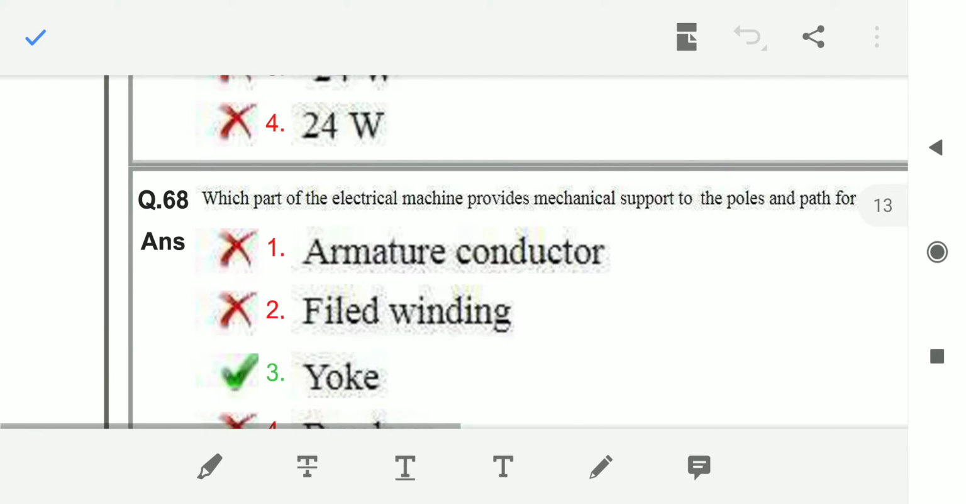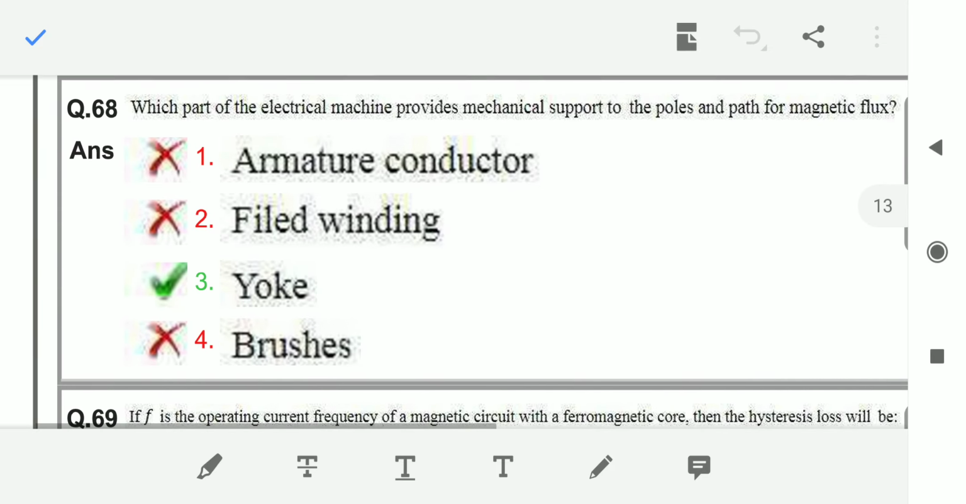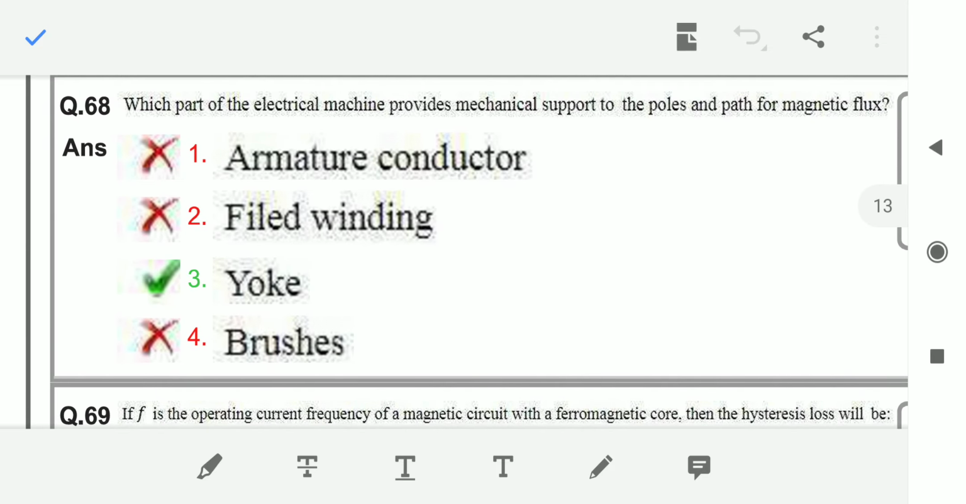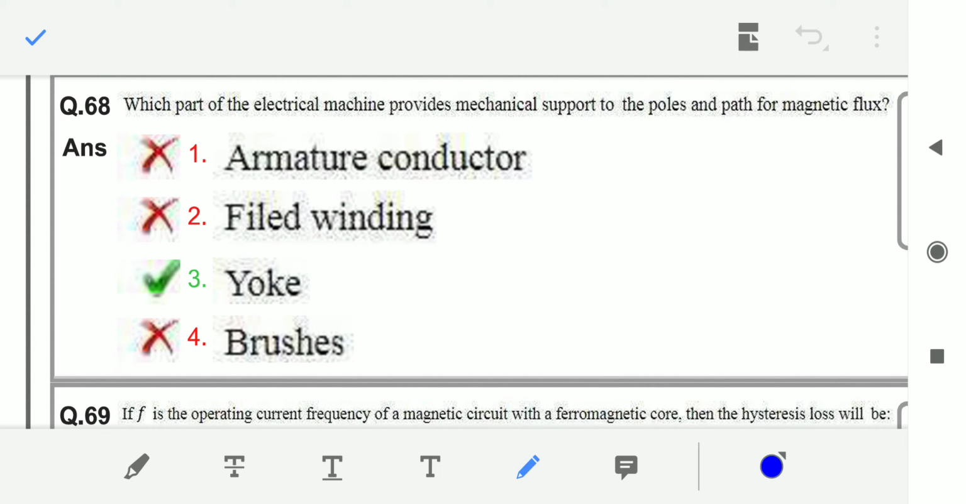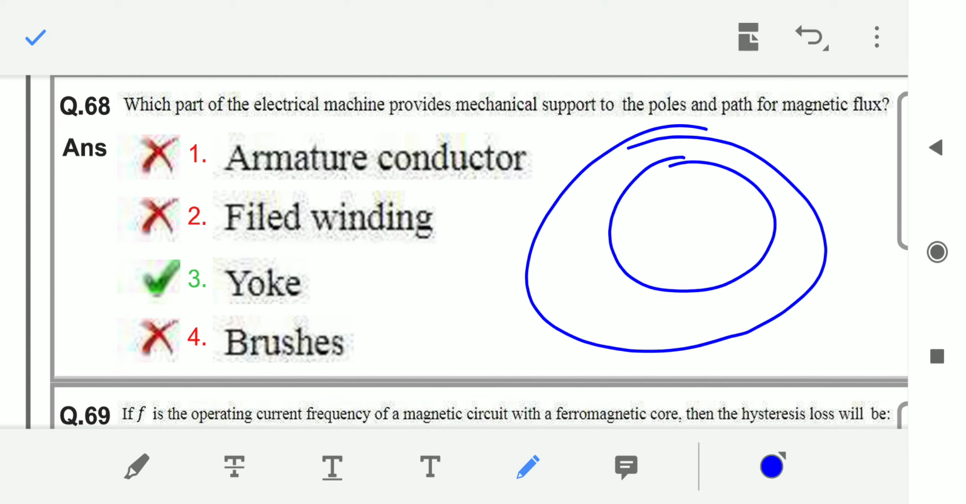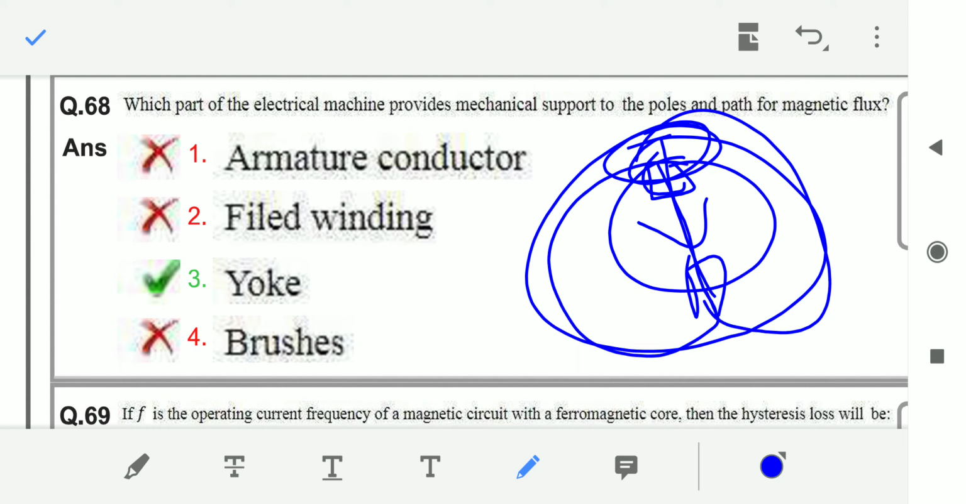Question number 68. Which part of the electrical machine provides the mechanical support to the poles and path for the magnetic flux? That is nothing but yoke, right? For poles it is supporting mechanically, and from north pole to south pole flux is coming in the forward path. The return path will be through yoke only. So the answer will be yoke.